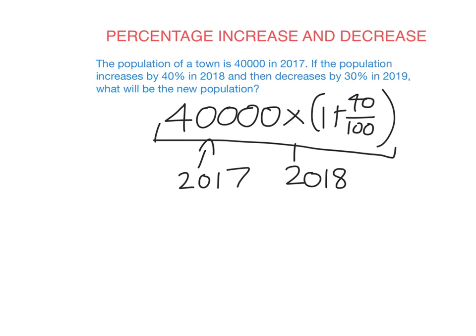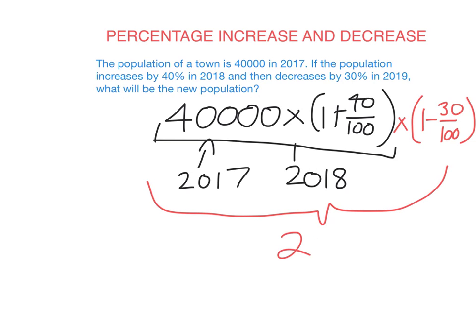So all we need to do is take our answer and then multiply by something to decrease it by 30%. And you know that to decrease by 30%, you just times by 1 minus 30 over 100. Okay, and this whole calculation will be the population at the end of 2019. So now it's just a matter of putting it straight in your calculator. Okay, and you'll see that the answer is 39,200.